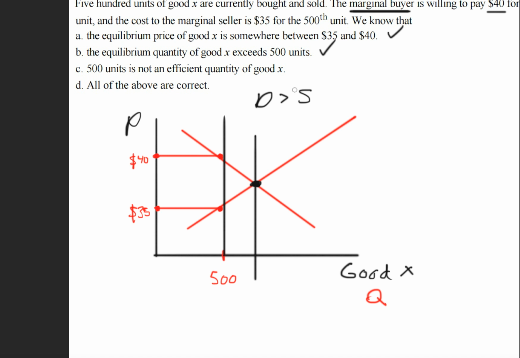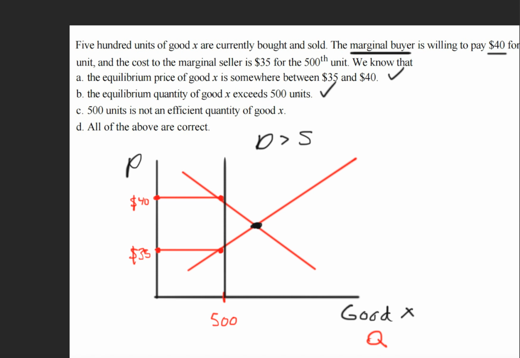And lastly, C, 500 units is not an efficient quantity of good X. This is also true because to be efficient, you want to be at the equilibrium point. Therefore, we're not at an efficient point in our model right here. So the correct answer is D, all of the above.